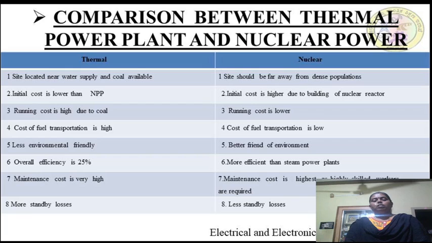Eighth, more standby losses. In the nuclear power plant, less standby losses. In the seventh one, maintenance cost is higher because a skilled labor is required for operating of the nuclear reactor or power plant. So these are some of the comparisons between the thermal and the nuclear.